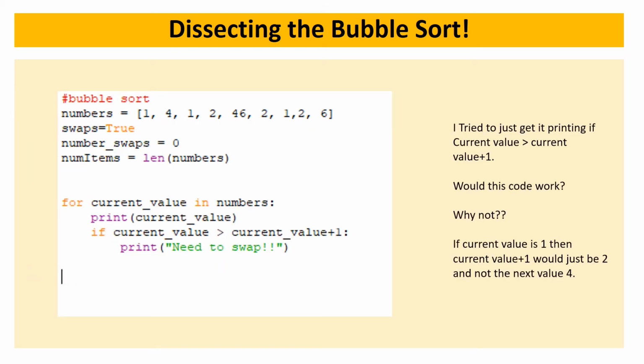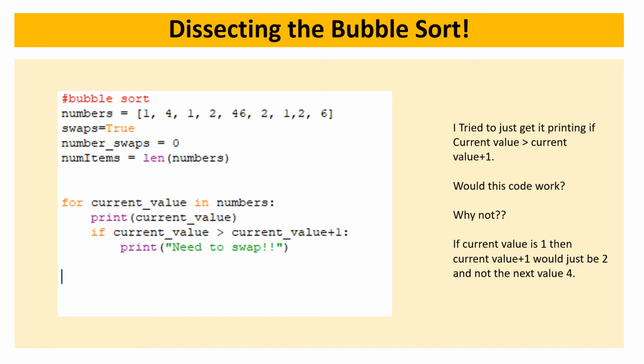So as you should have figured out, actually when I made this, it wasn't quite working. So first of all, I tried to just get it printing, didn't I? And I'd said if current value was greater than current value plus 1. Well, would this code work? And why not? If the current value is 1, then current value plus 1 would just be 2. And the next value would be 3. And then the next value would be 4. It wouldn't go 1, 4, 1, 2, 46, etc. Why do you think that is?